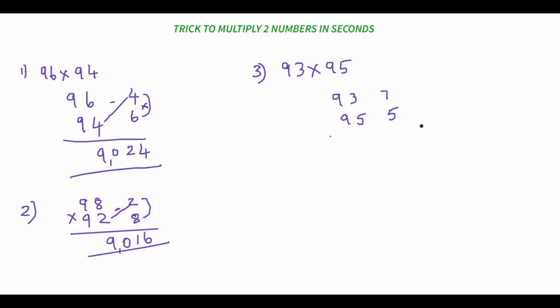So now come on, what is our next step? What are we going to do? Right, we are going to multiply these two. So 5 times 7 is 35. So we'll write 35, and then what is our next step? We are going to subtract these two. So 95 minus 7, which is 88. So here is our answer, 8835. So isn't it easy?